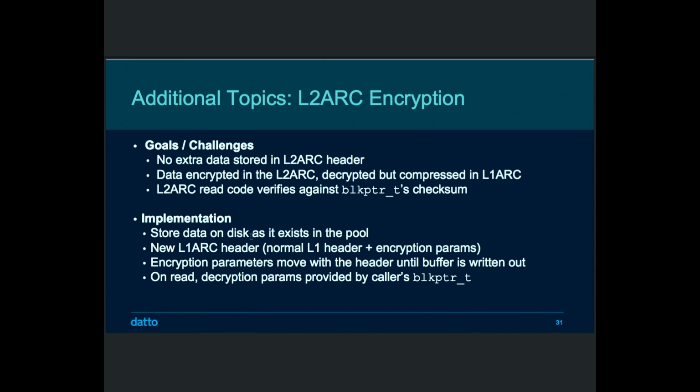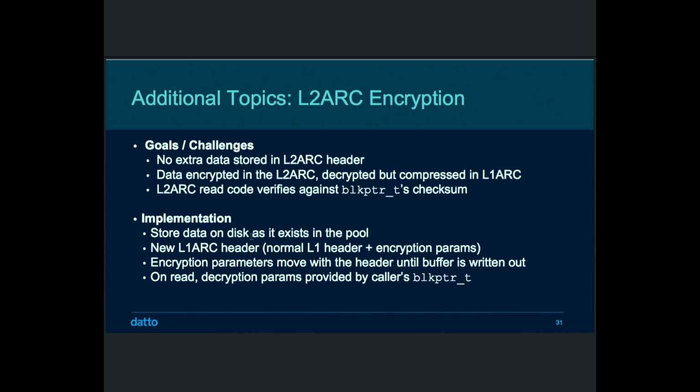L2 ARC encryption was changed a lot recently because of the compressed L2 ARC changes that just came out. The idea of the new compressed ARC is that we're storing data exactly as it exists in the pool. So when you read data into the L2 ARC, it will be compressed, but decrypted. The reason for that is so that we can reuse the data over and over again without having to decrypt it all the time, because there's no real benefit to that.